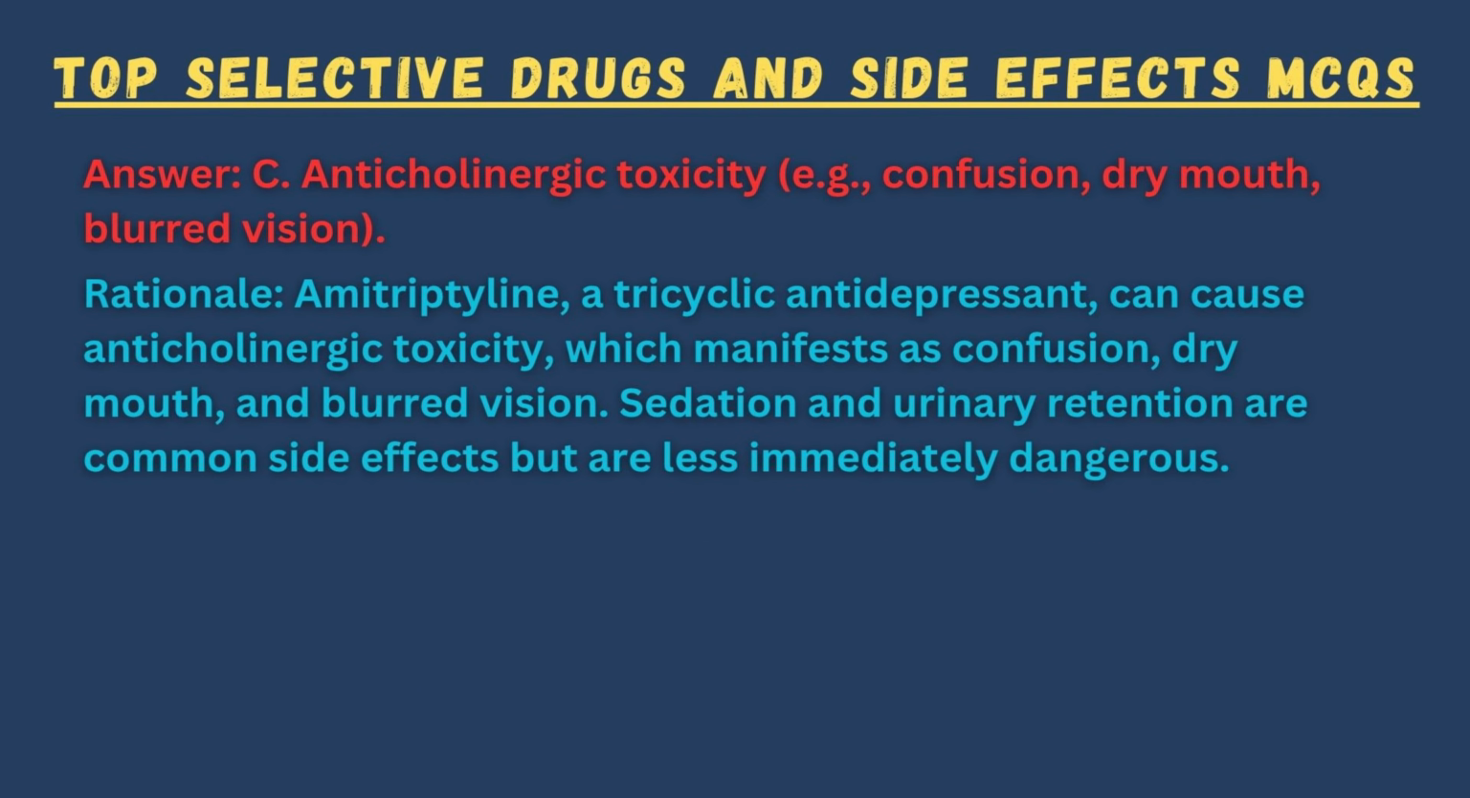Answer. C. Anticholinergic toxicity, for example confusion, dry mouth, blurred vision. Rationale. Amitriptyline, a tricyclic antidepressant, can cause anticholinergic toxicity, which manifests as confusion, dry mouth, and blurred vision. Sedation and urinary retention are common side effects, but are less immediately dangerous.